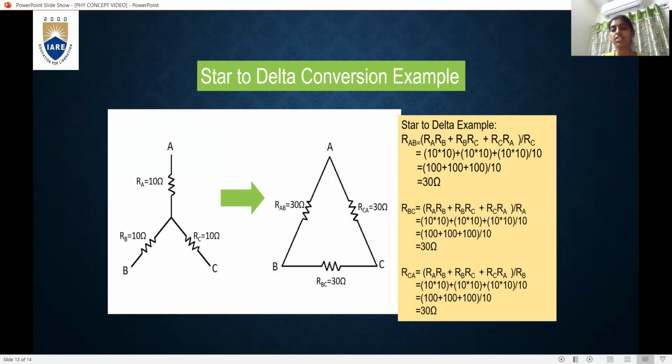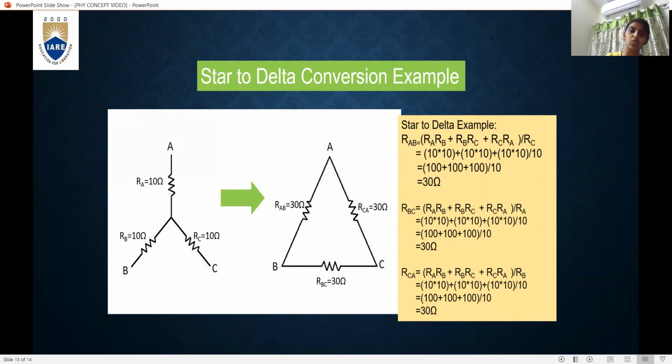So as you observe, after substitution of all the values and finding the values of the resistances of the delta network, you can see that RAB is equal to RBC is equal to RCA is equal to 30 ohms. So in this problem, we got to know that when the star network has equal resistances and it is converted into a delta network, in the delta network also the resistances will be equal. As you can observe in this example, we got all the resistances of the delta network as 30 ohms. That is, RAB is equal to RBC is equal to RCA is equal to 30 ohms.